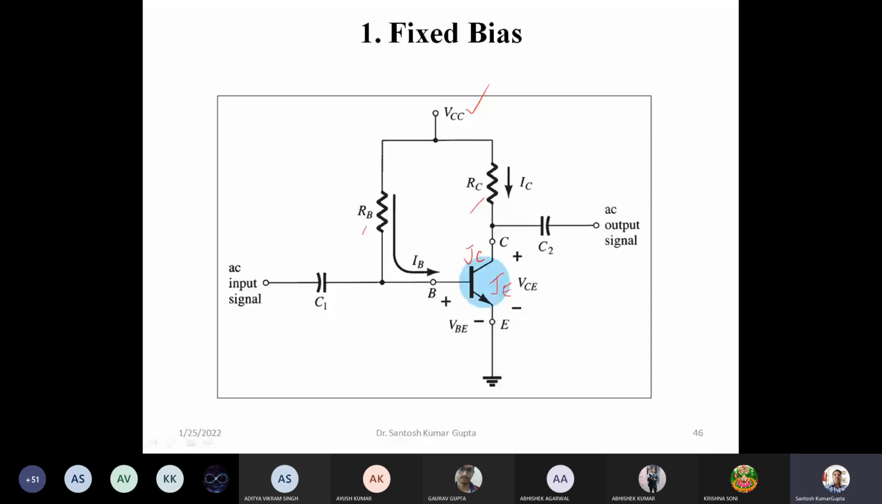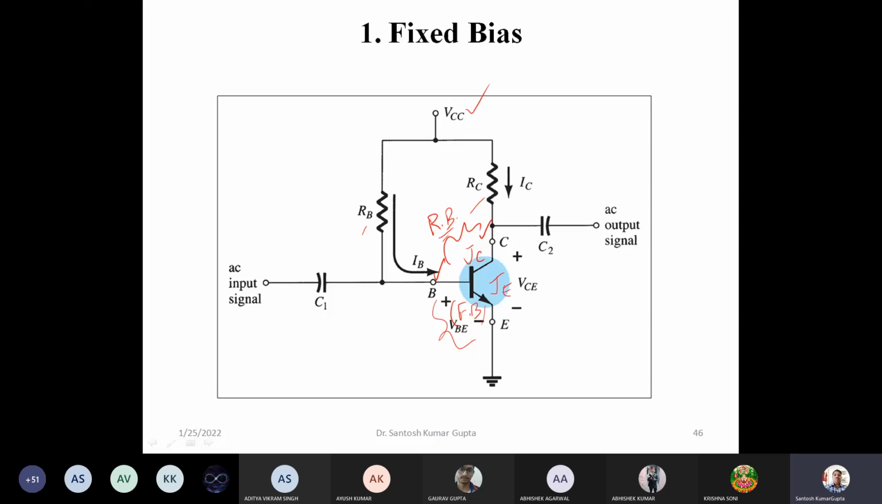So a voltage VBB appears across the base emitter of this transistor in order to make it on, or forward bias. So this is forward bias here, and the relative values of the potentials at base and collector make this collector junction reverse bias.